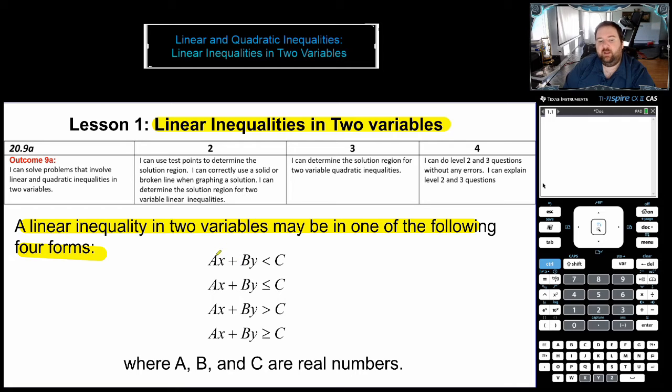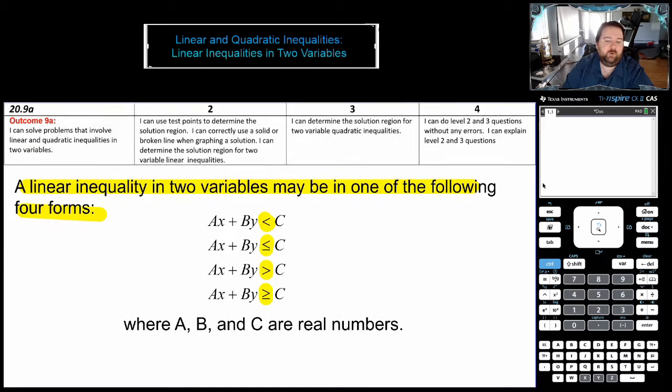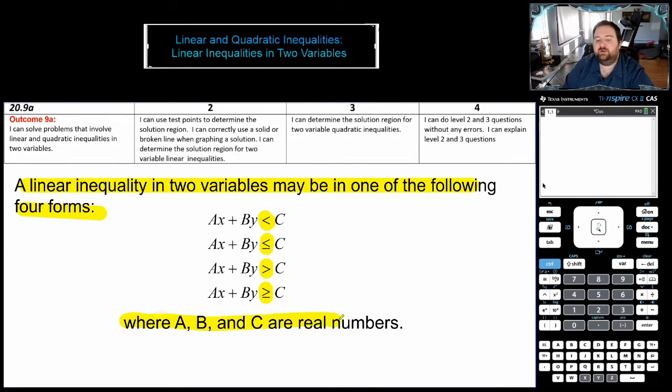So you could have some variable or coefficient a or b. This could be like 2x plus 3y. The a and the b just signify any number. So you have ax plus by is going to be less than c, less than or equal to c, greater than c, or greater than or equal to c. Those are the four types of inequalities. And a, b, and c are just any real number, meaning they can be decimals, they can be negatives, they can be anything that's real.